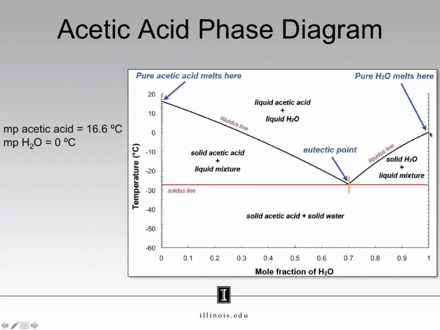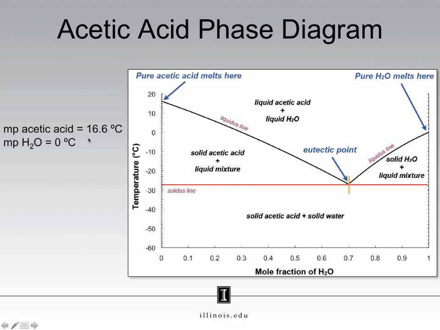And if we could zoom in even further, we can get some exact values for these melting points. Okay, so our eyeball guesses were pretty close to the actual values. Now let's see if we can identify a eutectic mixture of water and acetic acid.